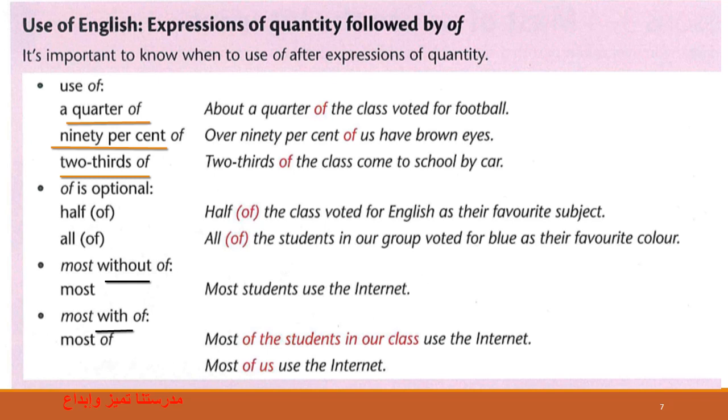But if I say most of the teachers in our school read Arabic, so most of the teachers, I'm talking about the teachers where? In my school. So specific. That's why you can use of. So we use of with most if I'm talking about specific things or people. But most without of, if I'm talking about general things or general people.